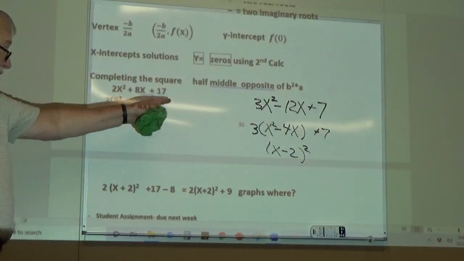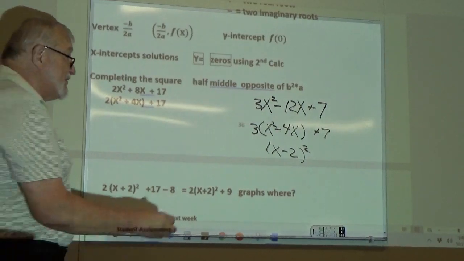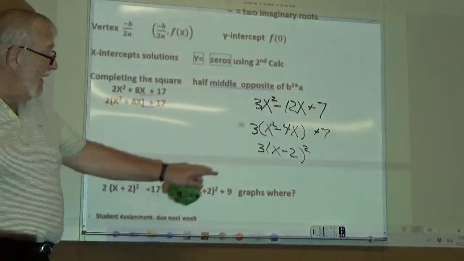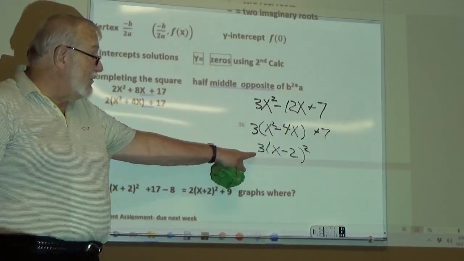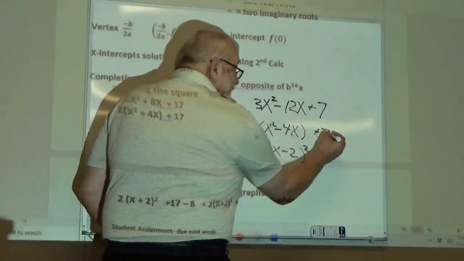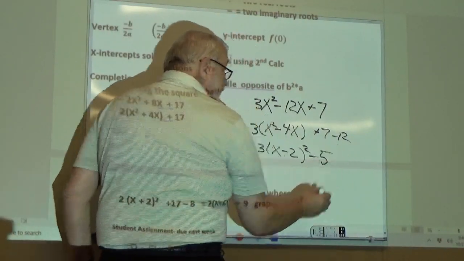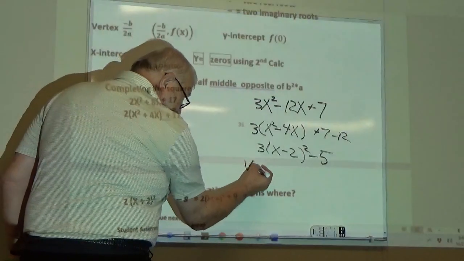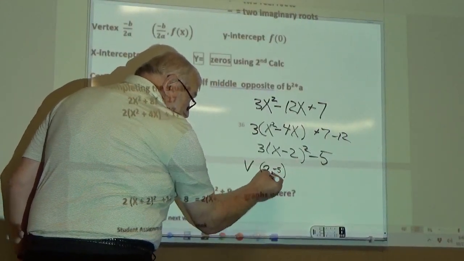I didn't mean to make both of those 4, it just was what it was. All right, but what's out here now? 3. Okay, so now the extra term in here is 4, but now it's 4 times 3. So I have a positive 12 I'm adding, so I have to add a negative 12, and that'll make this -5. And so my vertex is at 2, -5.